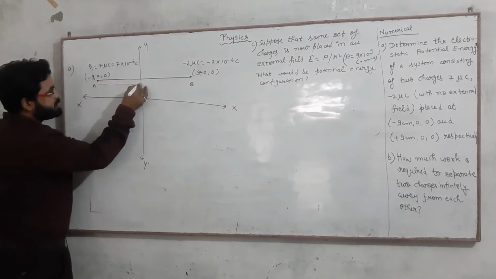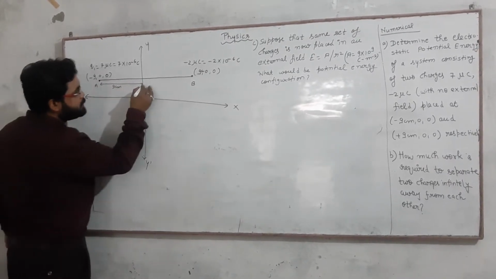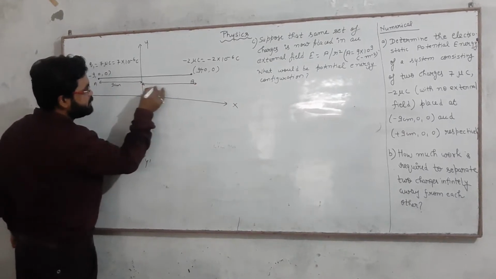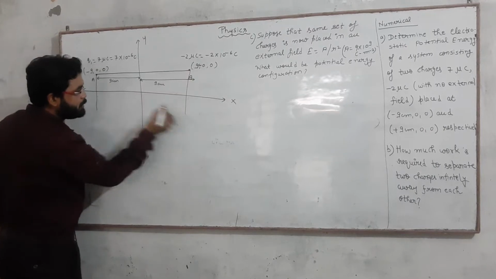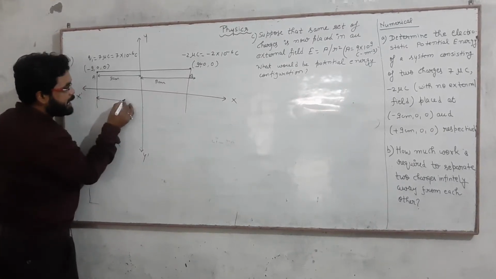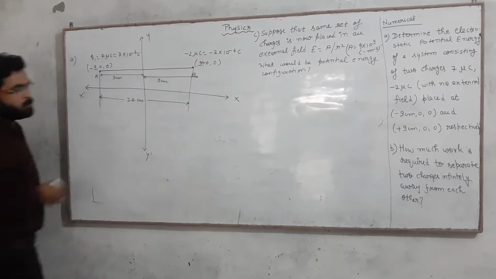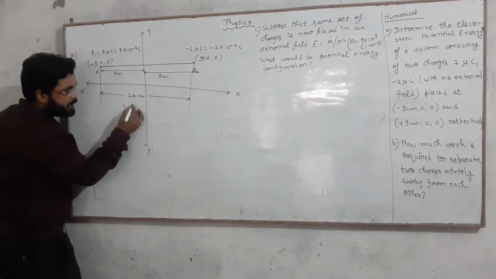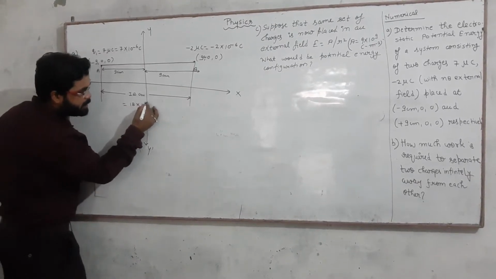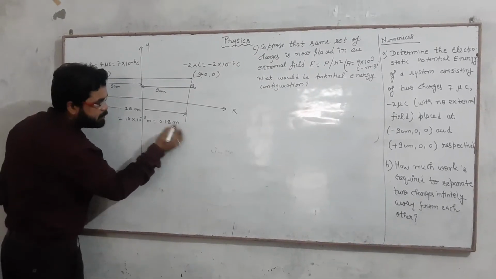And this distance is 9 centimeter, and this distance is also 9 centimeter. So the total distance between A and B is what? 9 plus 9, which is 18 centimeter. Fine. So 18 centimeter in meter will be 18 into 10 to the power minus 2 meter. So it will be 0.18 meter.